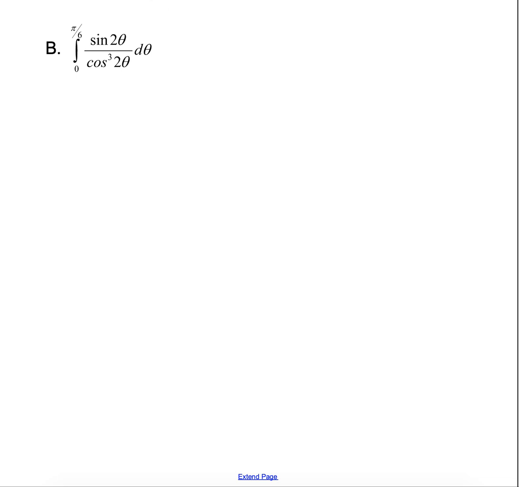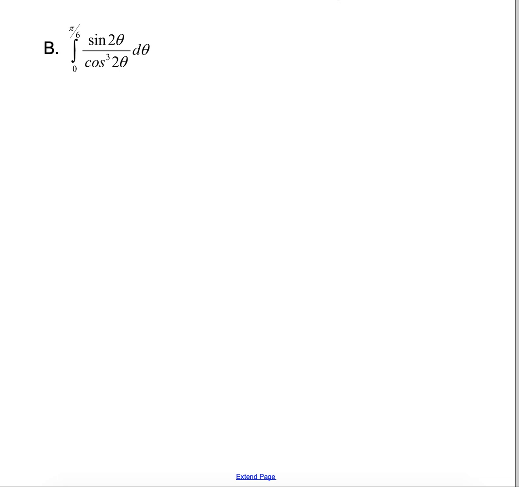You're kind of wondering, what do I do with this function? Well, we have sine 2 theta and cosine of 2 theta to the third power. We want to look at this function and say, what should be my u substitution? Because sine 2 theta is in the numerator, if we take the derivative of cosine 2 theta, then we should have a sine to cancel out that numerator one.